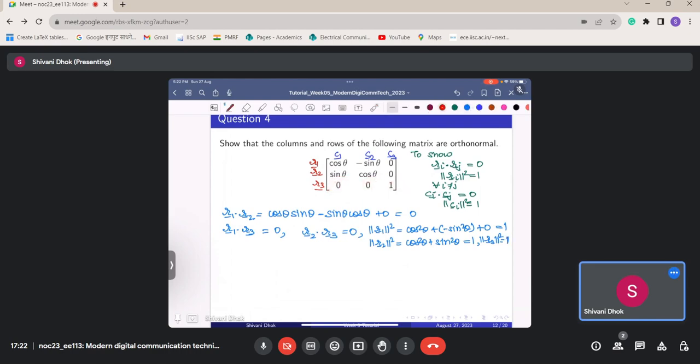Since this condition is being satisfied, that is, these dot products are 0, along with that the norms of these 3 rows are also 1, which means that the rows are orthonormal.